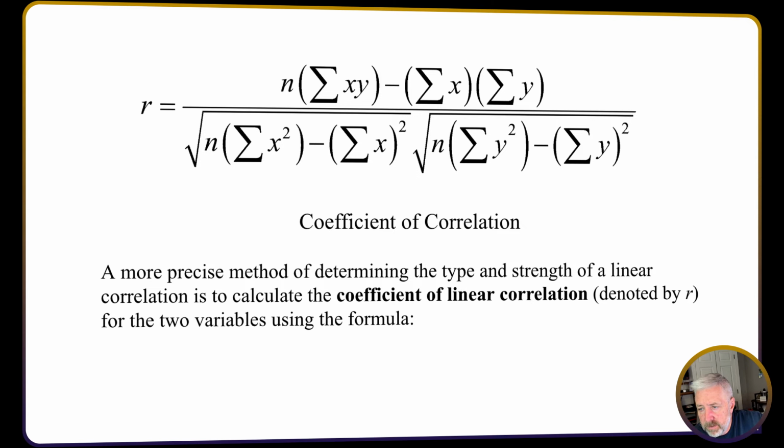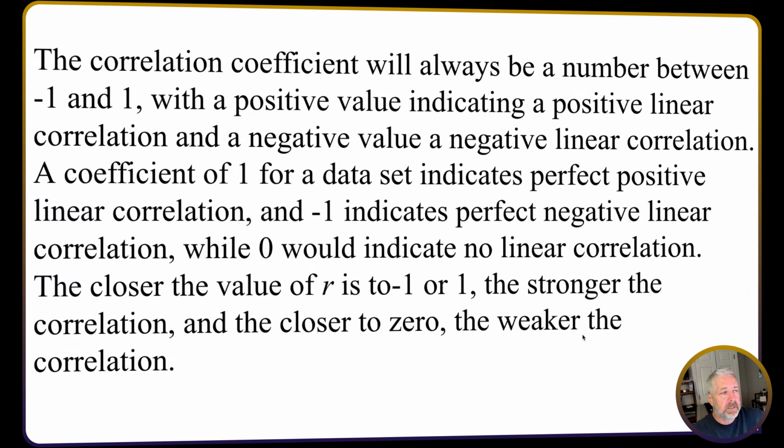Is that good? Okay. I have talked about this. So the correlation coefficient will always be a number between -1 and 1. Positive value indicating a positive linear correlation. Negative indicating a negative linear correlation. I've talked about that just about every slide. A coefficient of 1 indicates a perfect positive linear correlation. Think about that for a second. And then a -1 indicates perfect negative linear correlation.